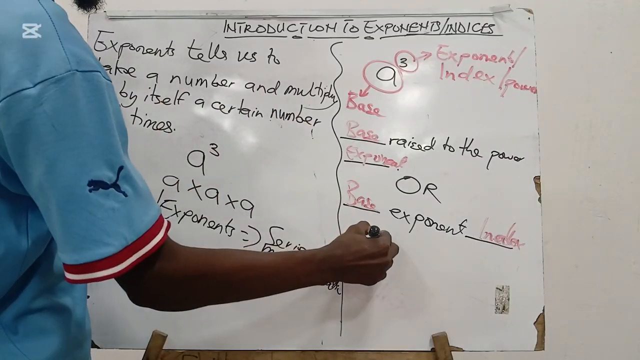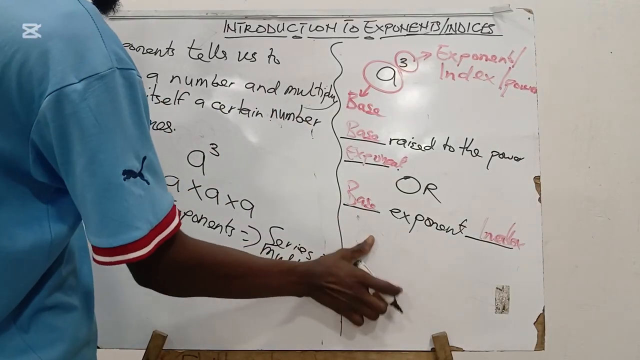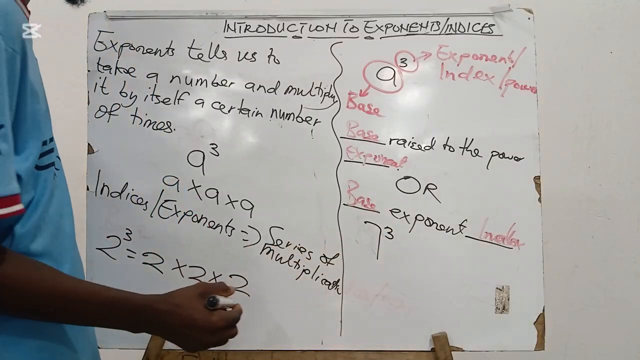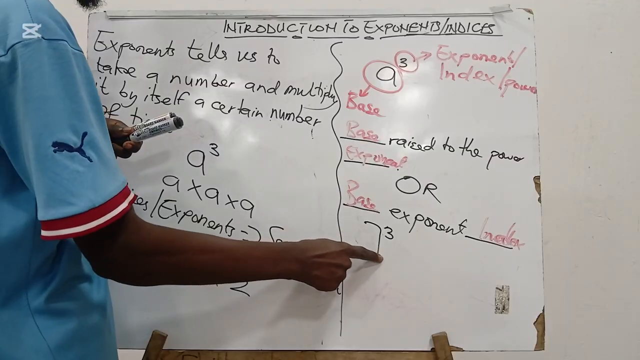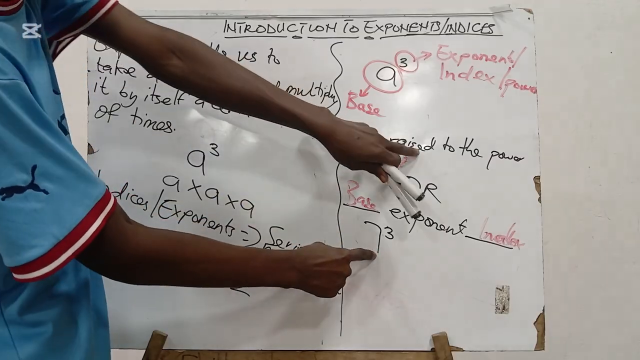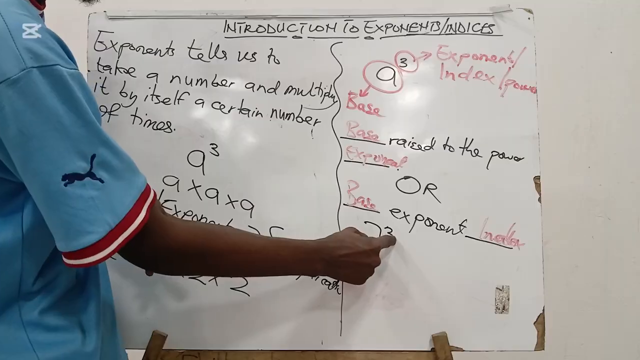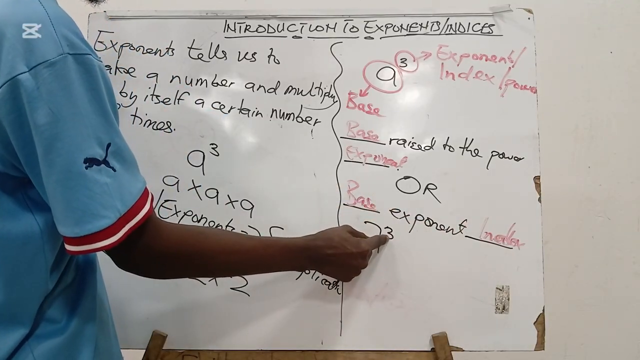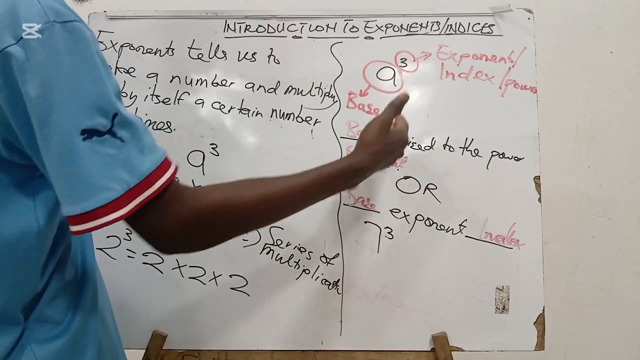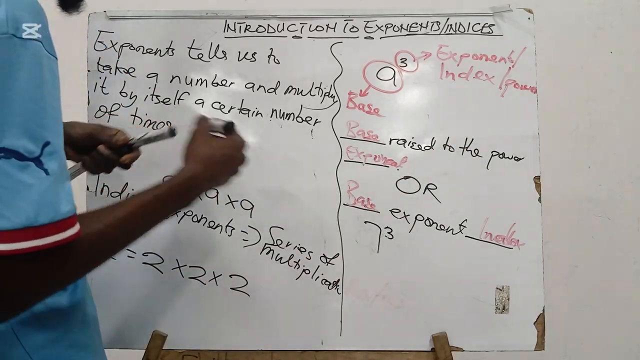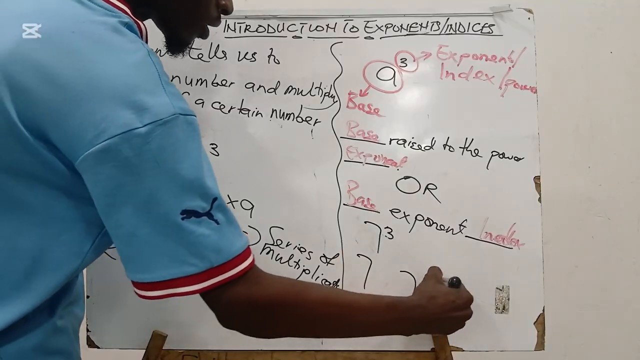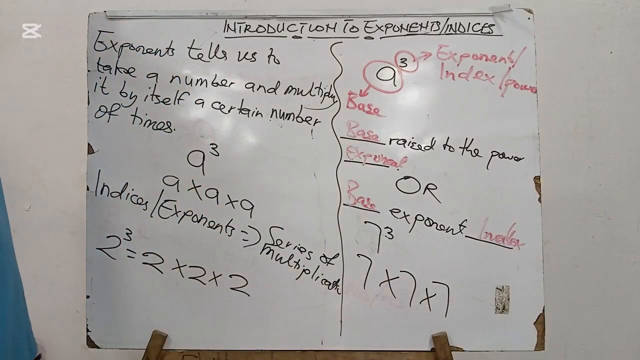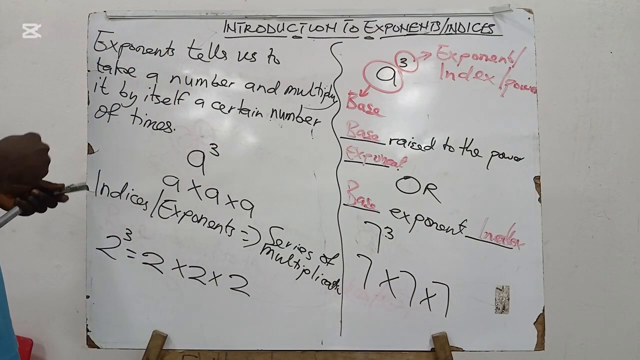So let's take some examples. Let's say something like this. How are we going to read this? What is the base here? 7. So 7 raised to the power what? 3. Or somebody will say 7 exponent what? 3. Are you getting it? And 7 exponent 3 or 7 raised to the power 3 is basically telling us to do what? Take the 7, how many times? 7, 7, 7, how many? 3, and link it with what? Multiplication. I hope you are following. Great.